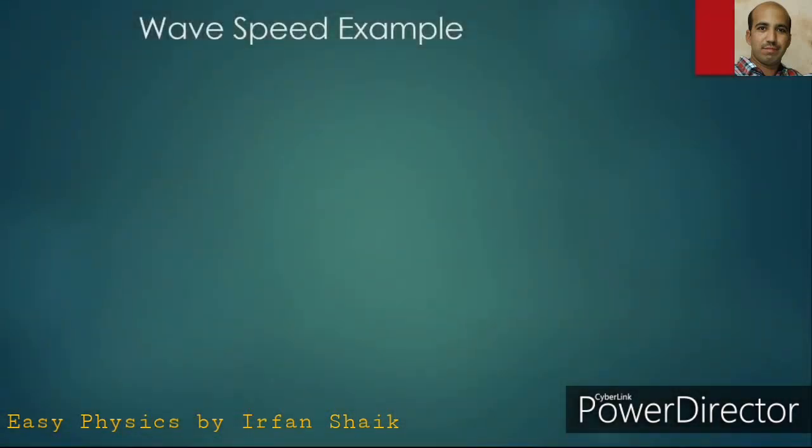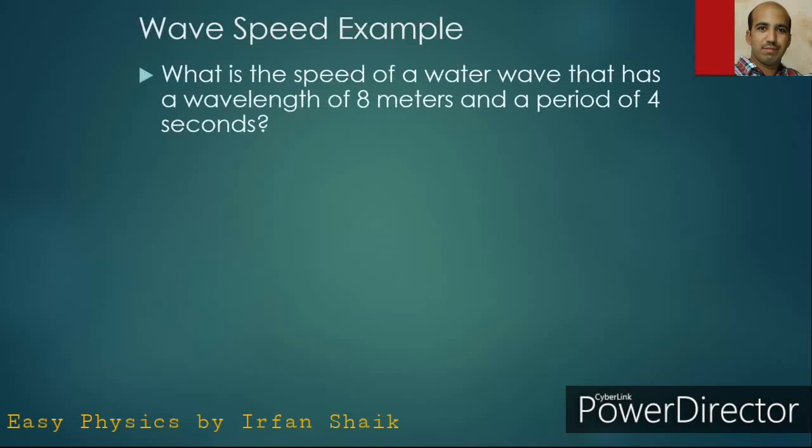Let's take few examples. What is the speed of a water wave that has a wavelength of 8 meters and a period of 4 seconds? v is equal to lambda by T. As the wavelength is given as 8 meters and the time period is given as 4 seconds, so v is equal to 8 meters by 4 seconds. So v is equal to 2 meters per second.